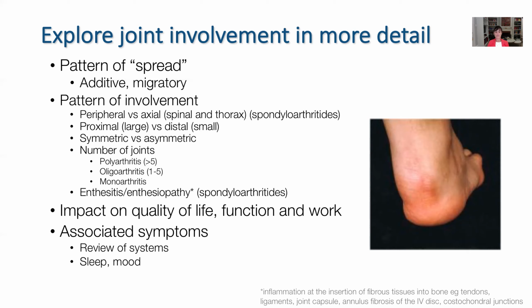There are a number of other sites for enthesitis, particularly in spondyloarthritis. For example, the annulus fibrosus, which is the fibrotic capsule of the intervertebral disc, is a common site of inflammation causing spondylitis in spondyloarthritis. Inflammation at costochondral junctions and the insertion of other ligaments and so on may also be a feature of Spondyloarthritides. And then to complete the history, it's important to ask the patient about the impact of these symptoms on their quality of life, their function, their ability to work, and as mentioned, a full review of systems and the impact on sleep and mood.